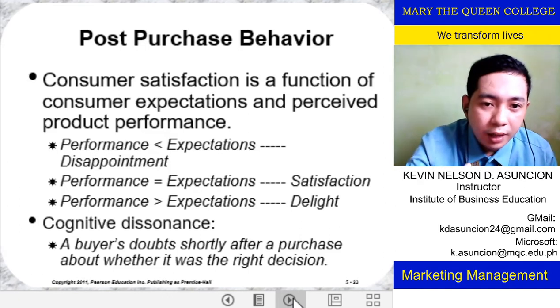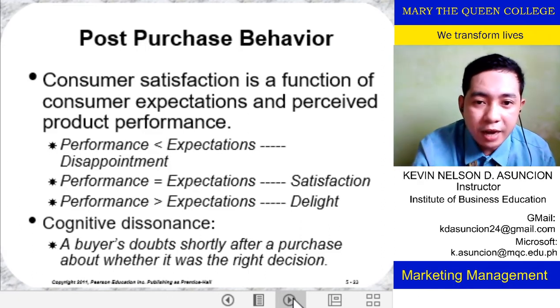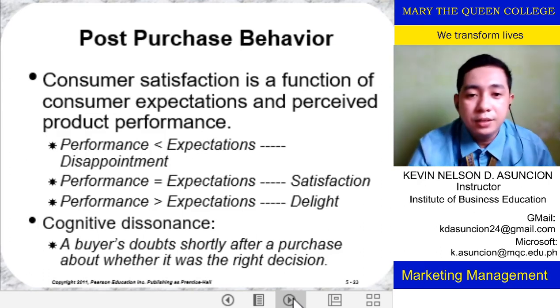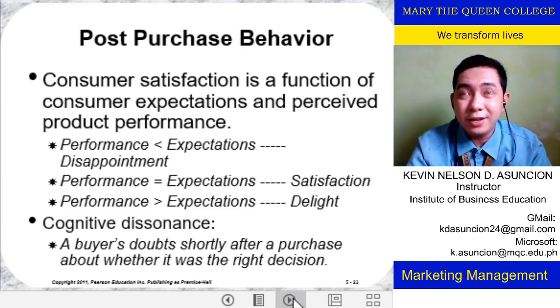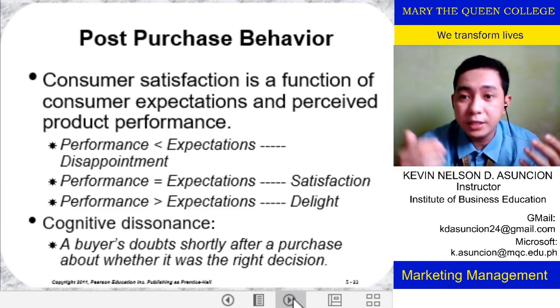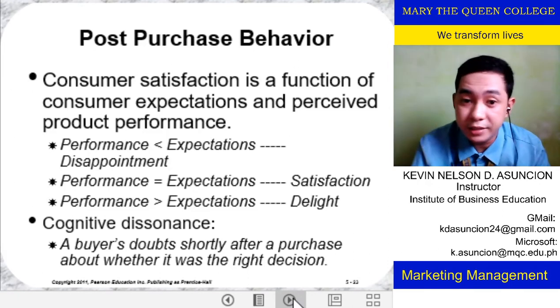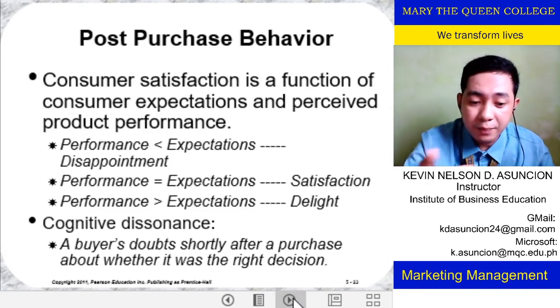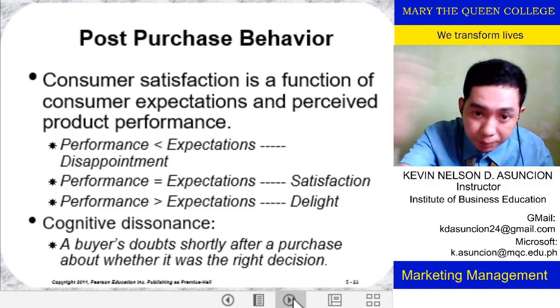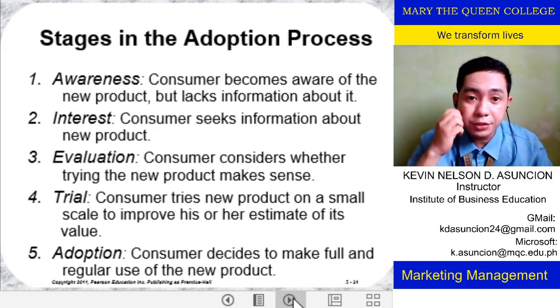Okay? A buyer's doubt shortly after a purchase about whether it was the right decision is called cognitive dissonance. Of course, there is always a part of us that doubts. But it's just part of the thinking process. That's why we must prove that it performs well and maybe exceeds their expectations.